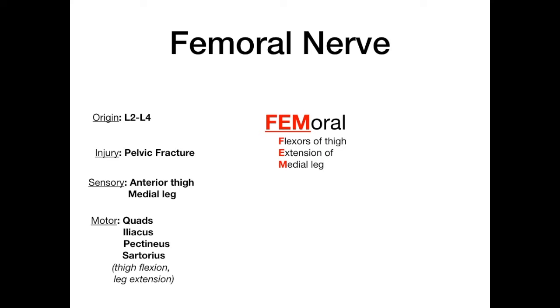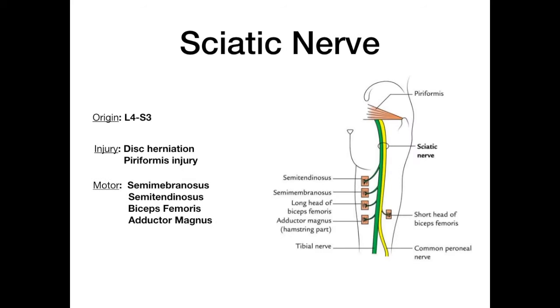So you guys are crushing it right now. If you've been keeping up with me, you know all of the high yield tidbits that you need to know on test day. Let's talk about a really high yield nerve, the sciatic nerve. So the sciatic nerve originates from L4 to S3. The injuries that cause damage to the sciatic nerve are usually 2 different ones that show up very often on tests. You'll either have a disc herniating into the sciatic nerve, or you'll have damage to a muscle called the piriformis. Now, look at the picture on the right side of this slide.